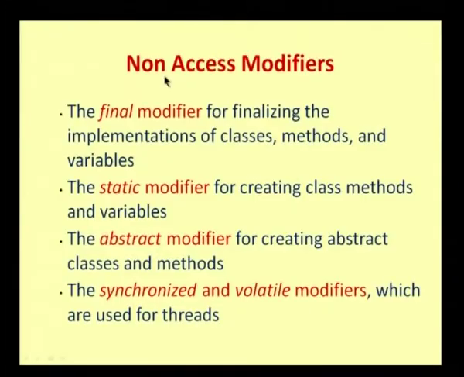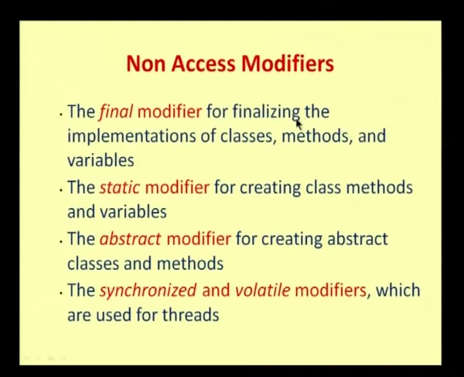Next we have a set of non-access modifiers. These are not going to restrict the visibility or access of a particular variable or method, whereas here it gives a further specification. Here you can look into the final modifier, for finalizing the implementation of classes, methods and variables. The static modifier is for creating class methods and variables.